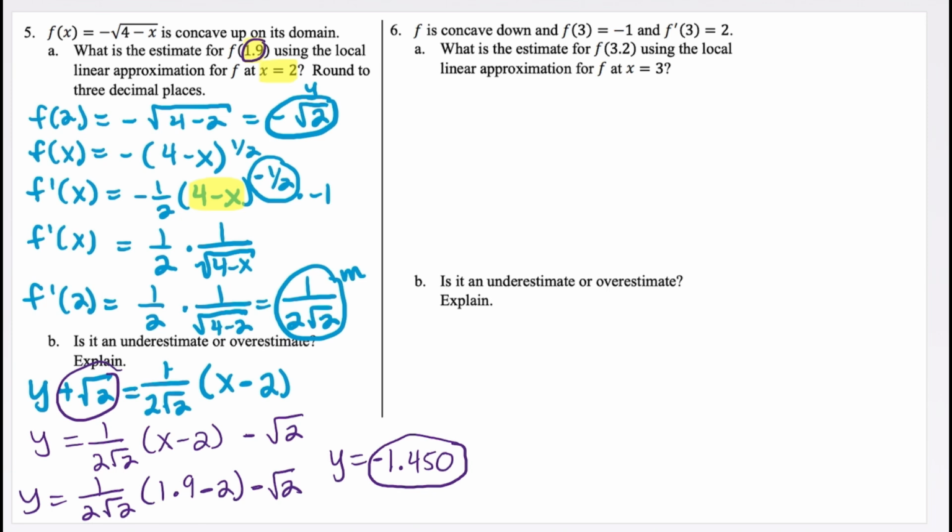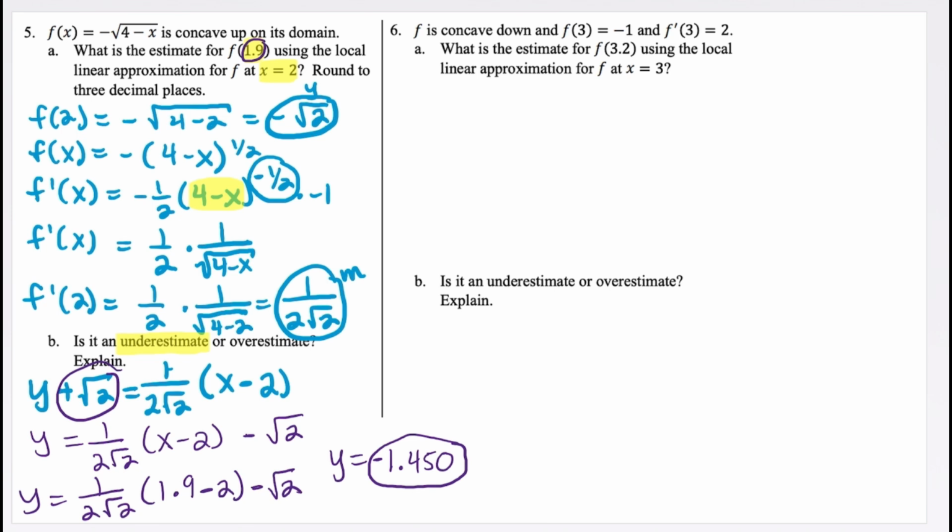Now, it does ask if this is an underestimate or an overestimate. I'm just going to highlight which one it is. So it is concave up. So the graph is opening upwards, which means the tangent line is below the graph, which means it is going to be an underestimate. So concave up, under. Okay, UU, up, under. Okay, concave down is overestimate.